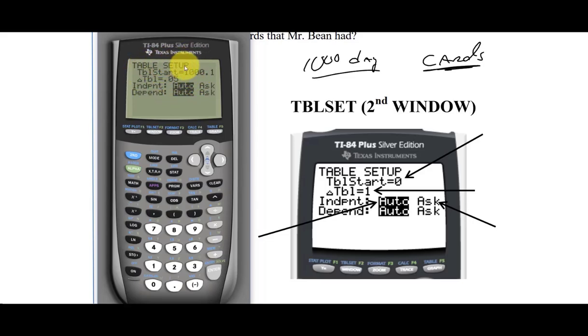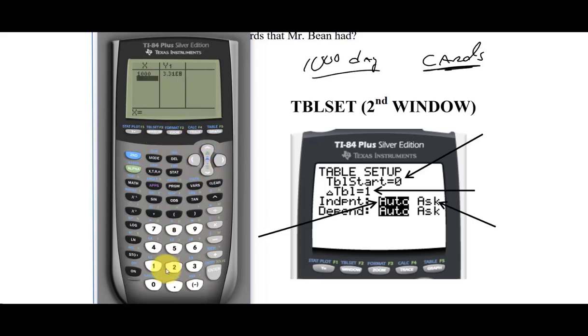Another cool thing about this table setup is if I go down to the independent line there, this auto means it's going to automatically do what it's been doing, right? If I go to ask and hit enter and then go back to my table, you can type in whatever X's you want. So if I wanted to type in 1,000, boom, and then I scroll over and then there's my X value.